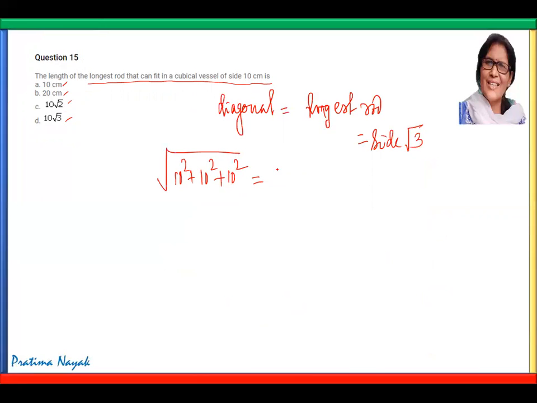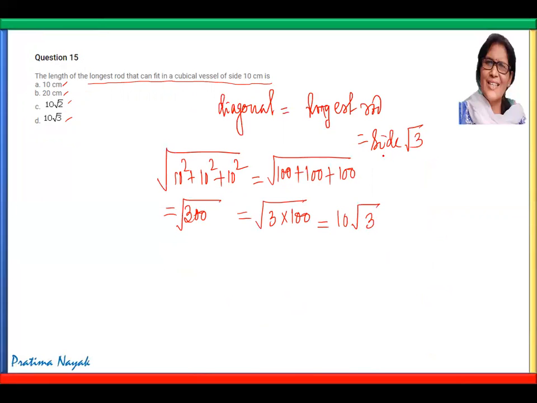How are we getting this? We are getting square root of 10 square plus 10 square plus 10 square. So it will be 100 plus 100 plus 100, square root. It will be square root of 300. So I can write this as 3 into 100. Square root of 100 is 10. So 10 root 3. So directly you can remember, side is 10, so it will be 10 root 3. So D is the answer.